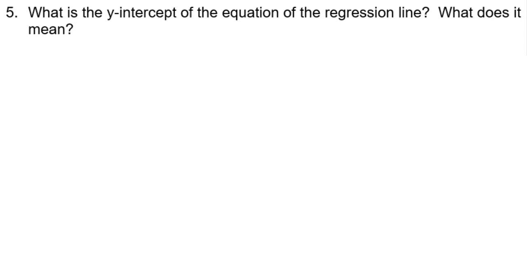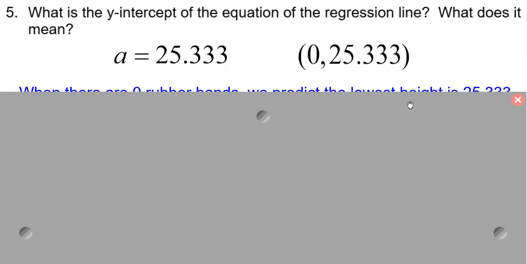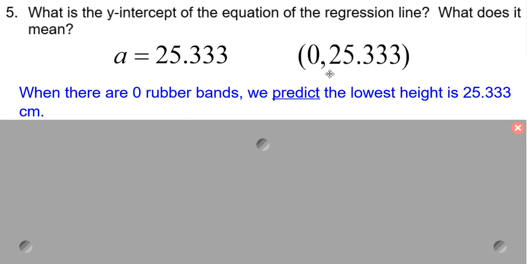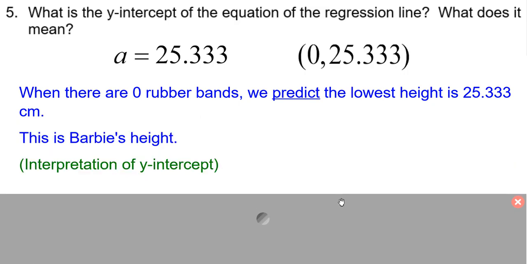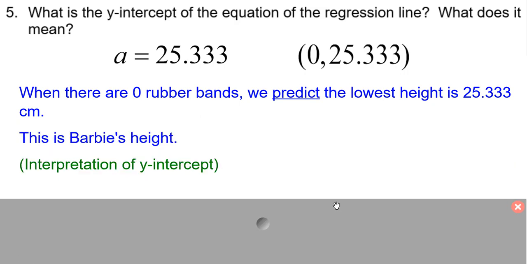What's the y-intercept of our equation for the regression line, and what does it mean? Well, we know what the y-intercept is, right? When we have 0 rubber bands, that would tell us typically the height of the Barbie. If I look at the regression, it was the 25.33. So when we didn't add any rubber bands, Barbie's predicted height would be 25.33 centimeters. So again, that's an interpretation of the y-intercept.